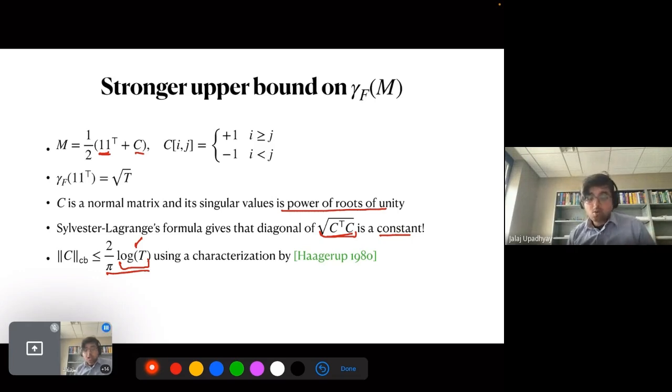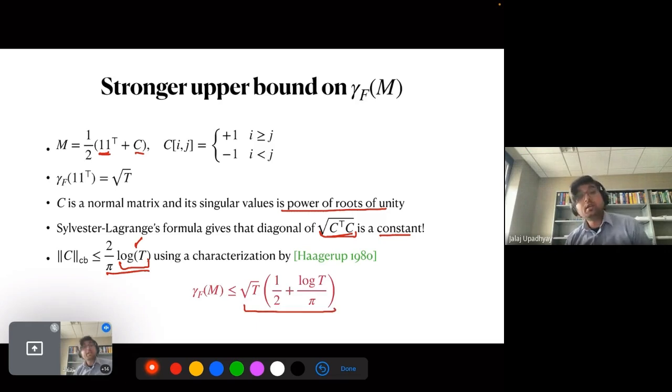So basically now, in total, I have gamma f is square root of t times (half plus log t by pi). Now, we computed these values numerically, and the difference is now down to the order of 0.02 between the upper and the lower bound for n of order 2 to the power of 50. So that's why I said it's almost exact. It's not exact.